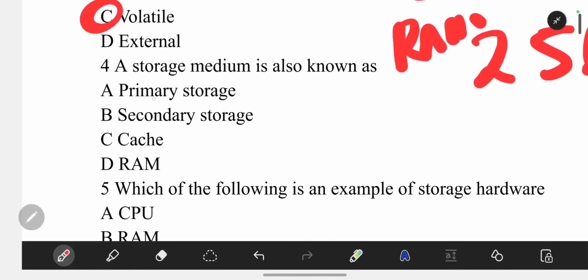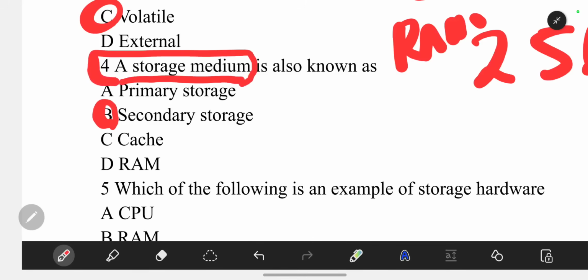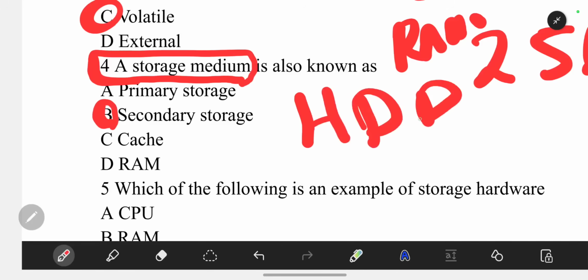When we look at our number 4, we have a storage medium is also known as. So as long as you are looking at a storage medium, that is an example of secondary storage, which is our B. A storage medium is the one that stores data permanently, for example a hard disk drive or a solid state drive. So these store data permanently like that. This could be the device's space and all that.